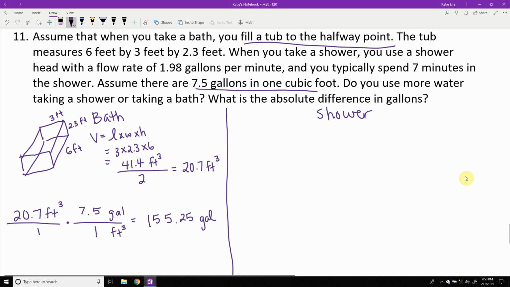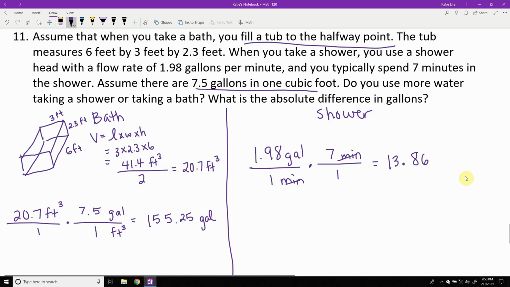All right, now let's move to the shower. The flow rate of the shower is 1.98 gallons per every 1 minute. And you take a 7-minute shower. How many gallons is that going to be? 1.98 times 7 is 13.86. That's a very quick shower. I don't think I've ever showered in 7 minutes.